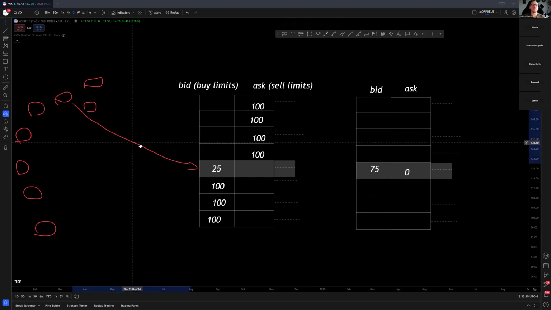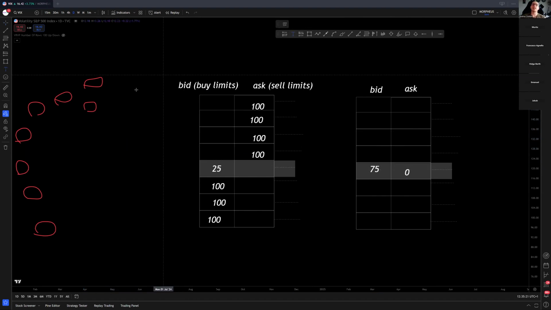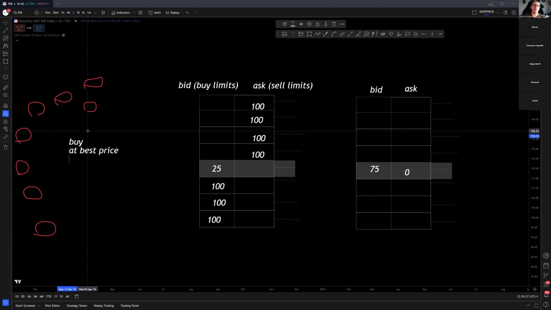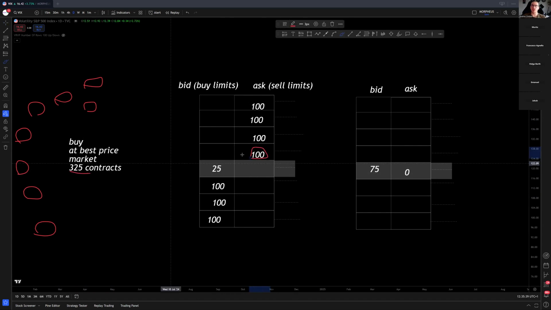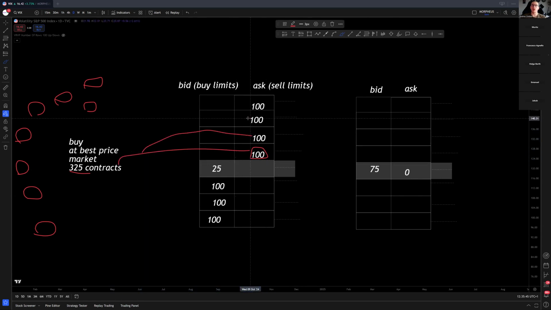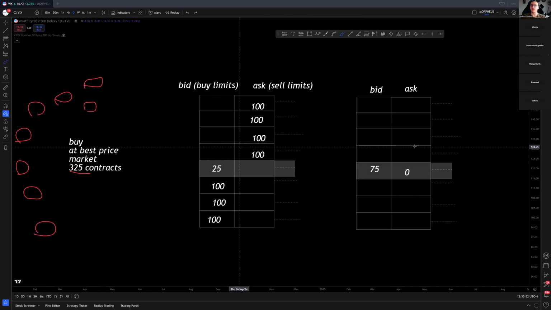Then another guy comes and says, hey, you know what? I need to actually buy at the best price, market, 325 contracts. So what's going to happen? We have 100 only here, so he's going to take those. 100 will be taken from here, one more 100 will be taken from here, and 25 will be taken from these guys. As you can see, his order has been fractioned into different levels.